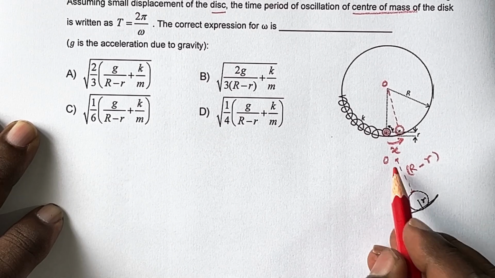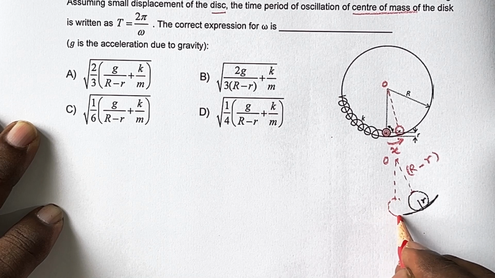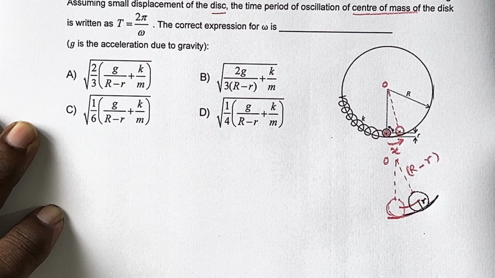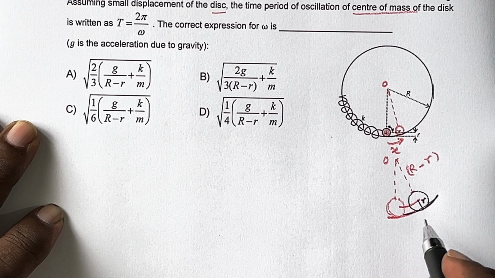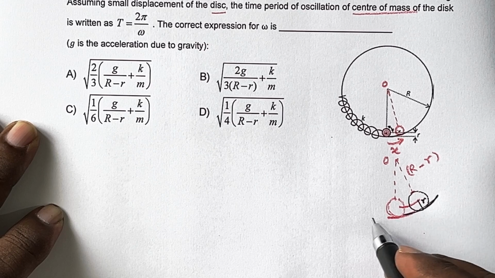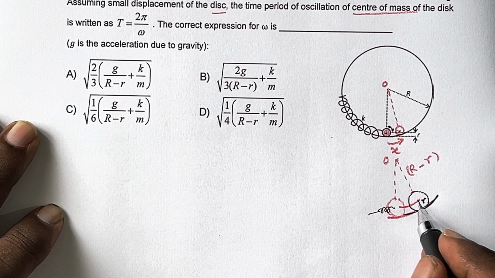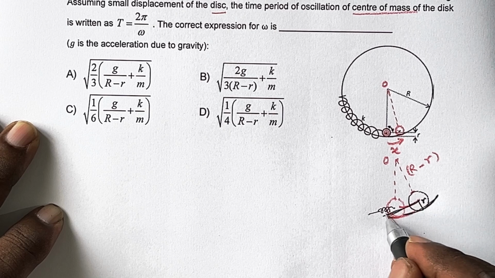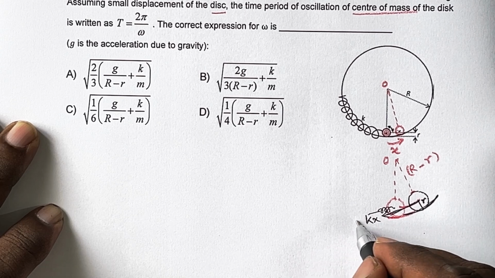When I displace the disc through x distance, what are the forces acting? When I displace this one, the spring force will act in this direction. The spring force formula is kx. This is the restoring force, that's why minus k x.